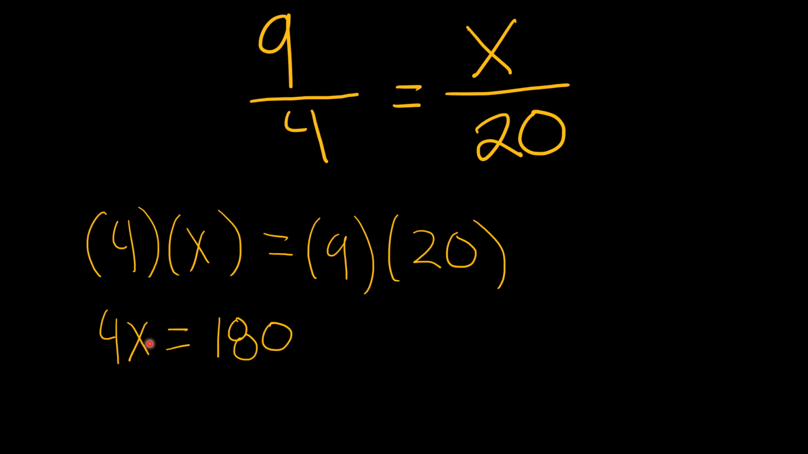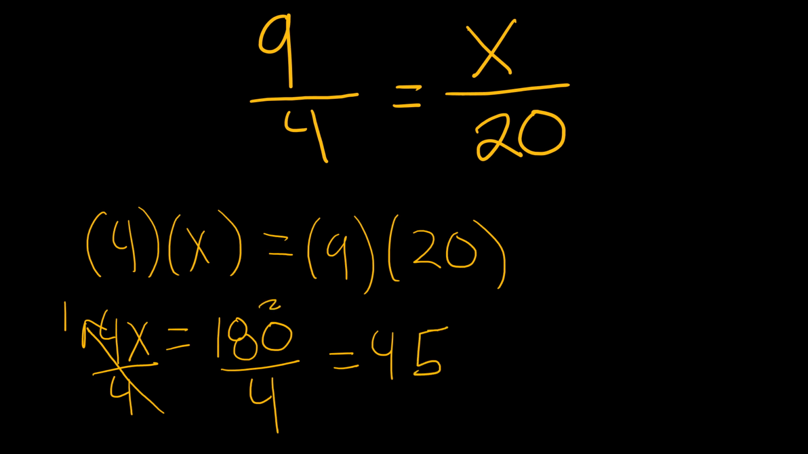Now 4 is being multiplied by x, so the opposite of multiplication is, that's right, I thought I heard it back there, division. So we're going to divide by 4. When we do that, the 4's will cancel out, so we'll be left with 1, or x, and then we'll have 180 divided by 4. So 4 goes into 18 4 times. Then we're going to have 2 left over. 4 goes into 20 5 times. So it'll be 45. So x would equal 45.